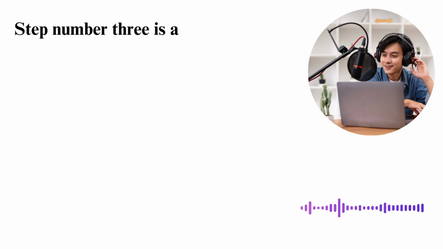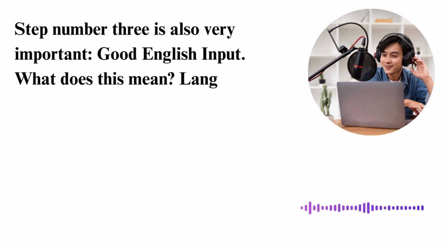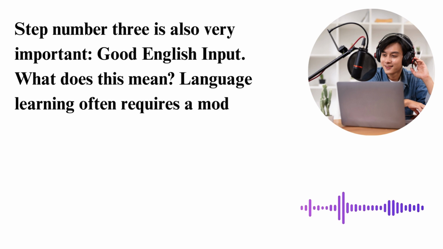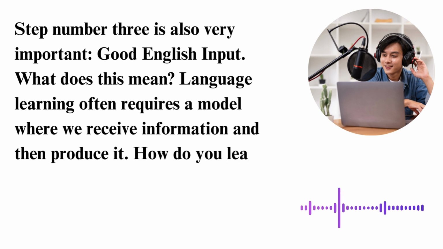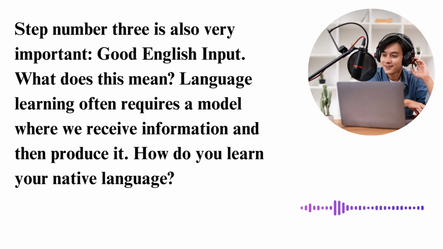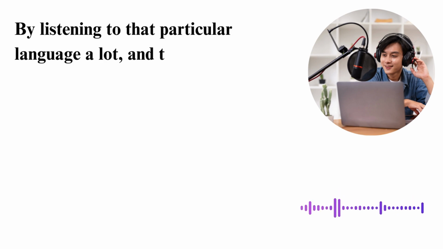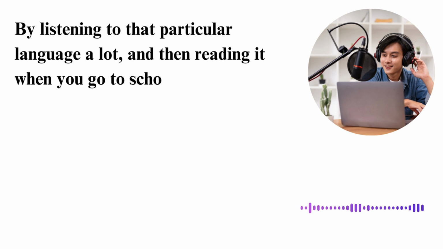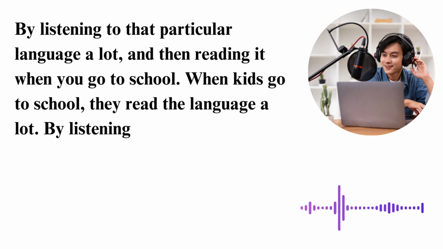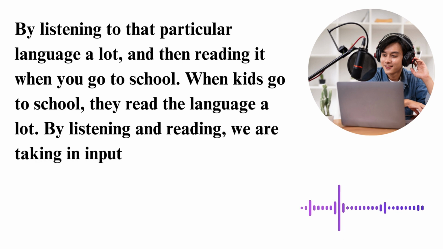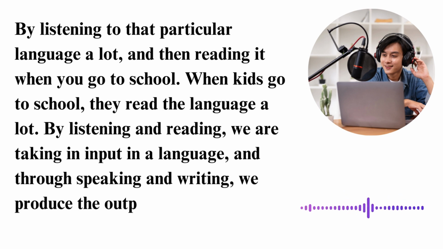Step number 3 is also very important. Good English input. What does this mean? Language learning often requires a model where we receive information and then produce it. How do you learn your native language? By listening to that particular language a lot, and then reading it when you go to school. When kids go to school, they read the language a lot. By listening and reading, we are taking an input in a language, and through speaking and writing, we produce the output.